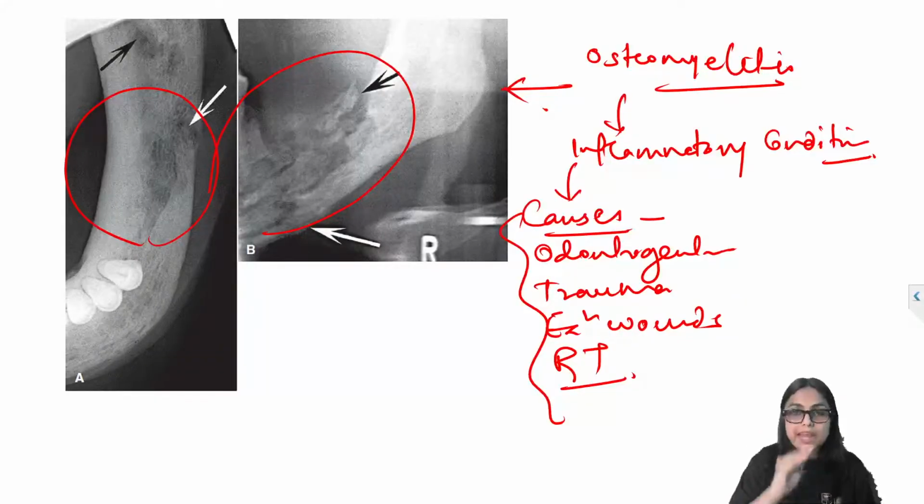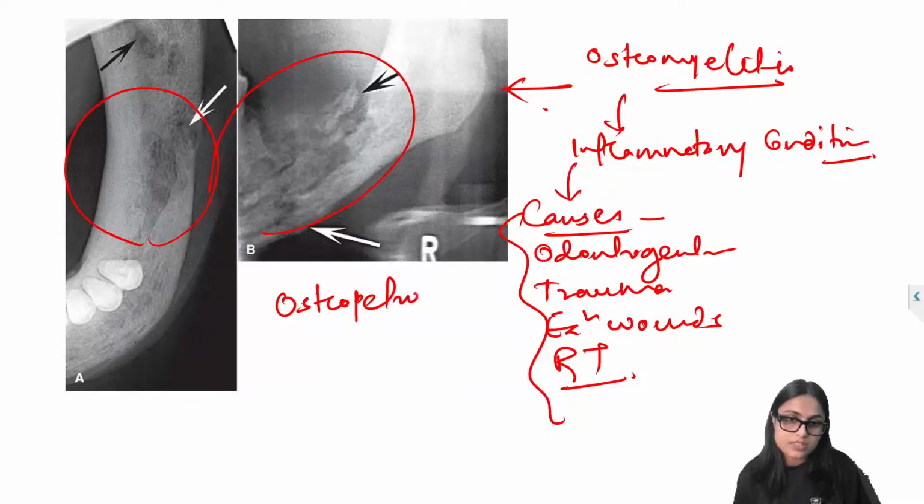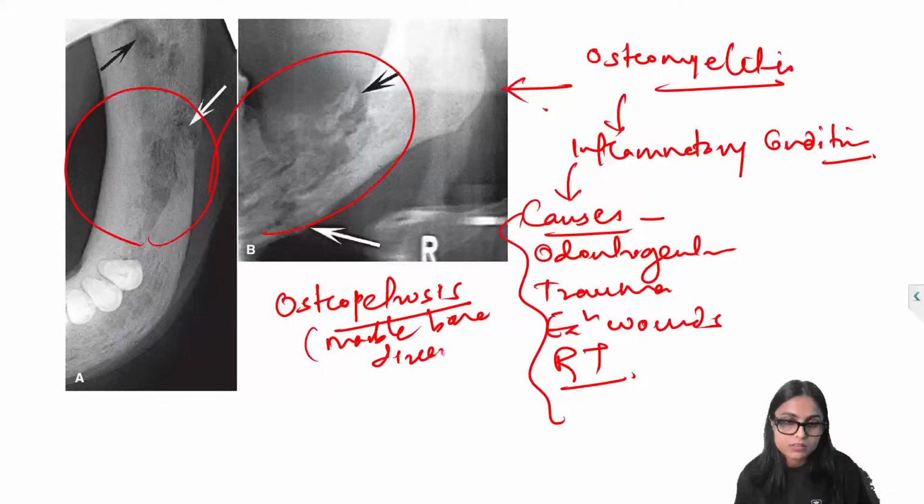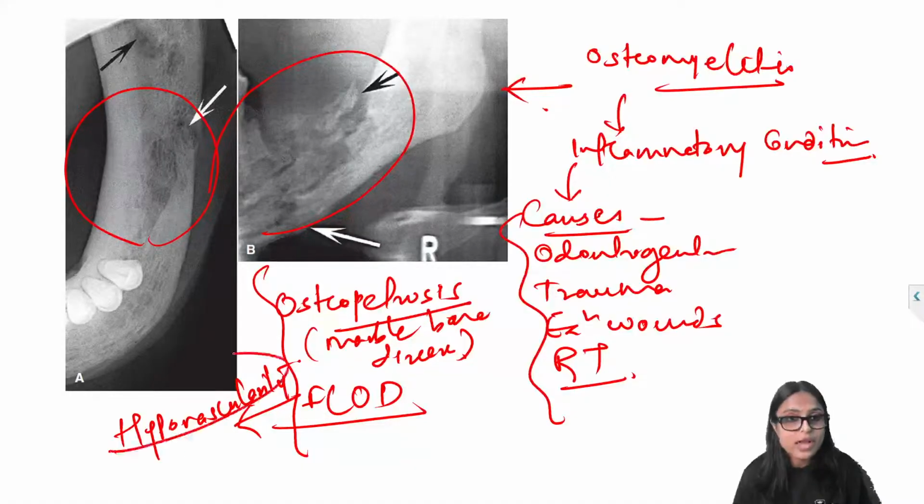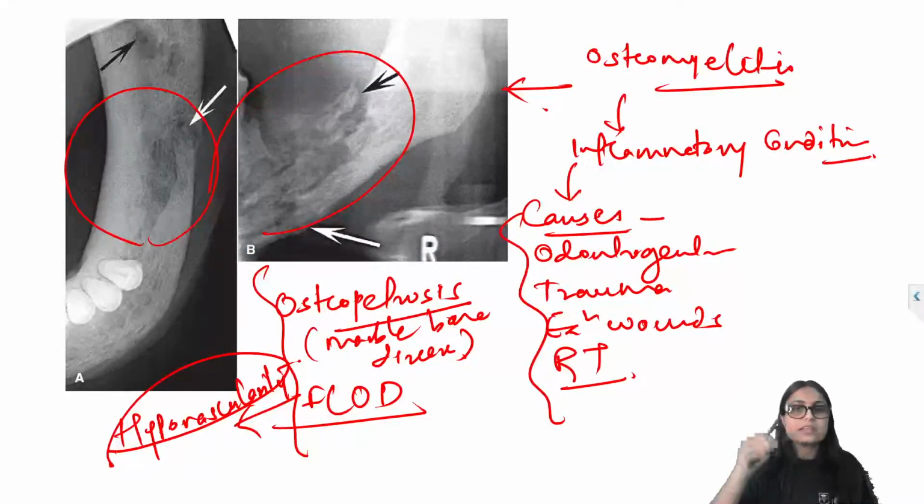Some conditions that can cause this osteomyelitis, such as osteopetrosis. What is osteopetrosis? It is marble bone disease. The bone becomes brittle, correct? And one more condition is florid cemento-osseous dysplasia. These all conditions cause hypovascularity, and due to hypovascularity, there is high chance that this bone gets inflamed. Okay, and that can cause osteomyelitis.